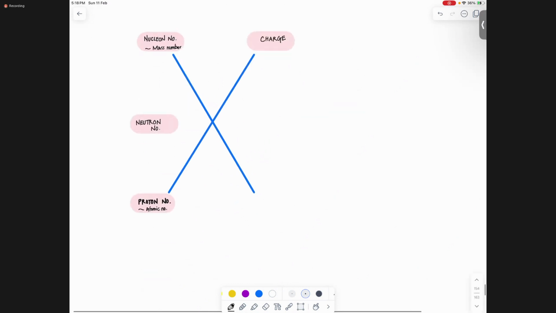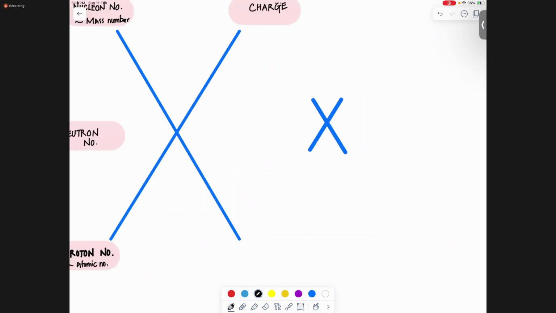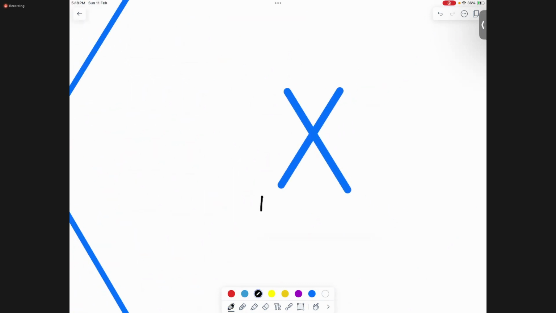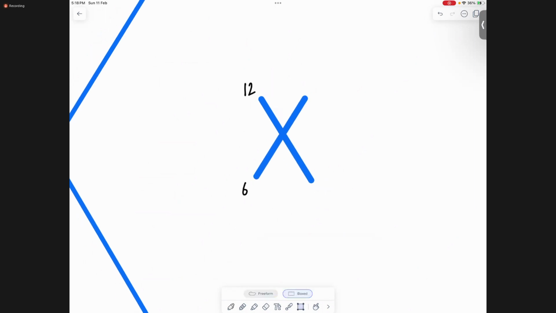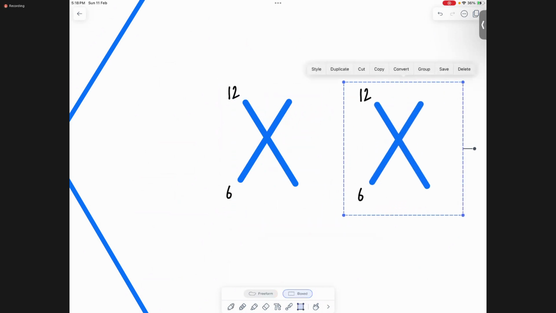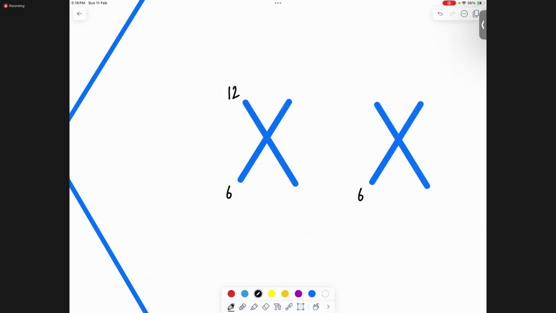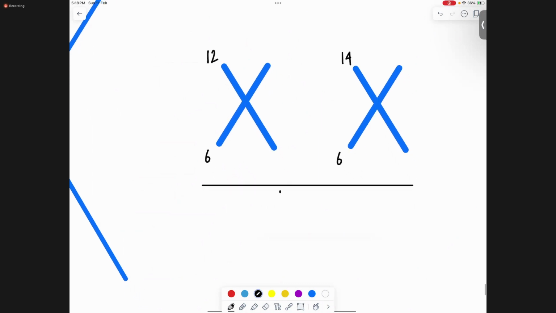Right, so this is the atomic notation. Now, it is possible that there's an element X whose numbers look something like this: 12 and 6, carbon 12. And another that looks something like this, which is 6 and 14. Can you tell me what these are? Right, they're all isotopes.